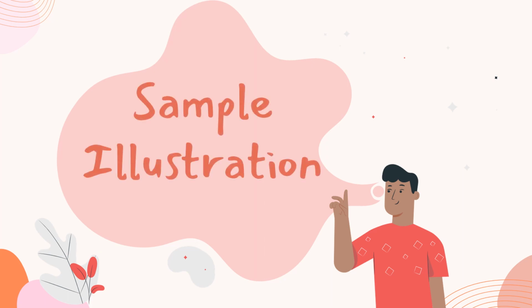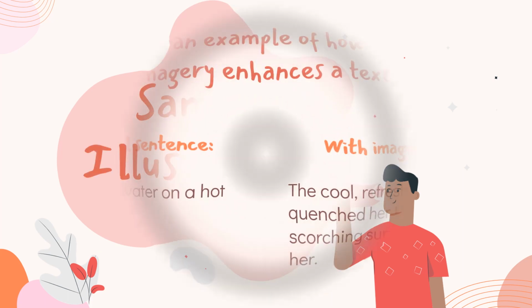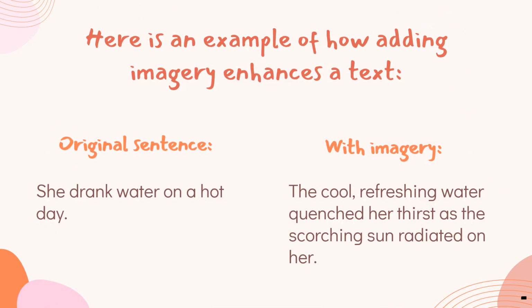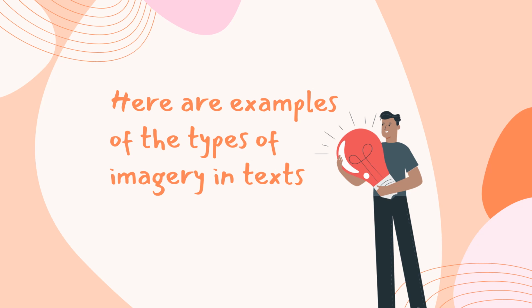Sample illustration. Here is an example of how adding imagery enhances the text. Original sentence: She drank water on a hot day. With the imagery: the cool, refreshing water quenched her thirst as the scorching sun radiated on her. Here are examples of the types of imagery in texts.